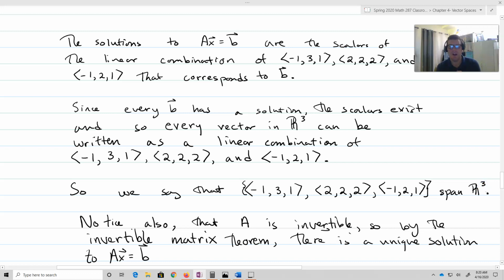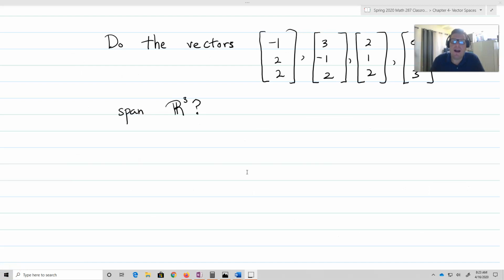Now, another thing that I wanted you to notice is that A is invertible. So by the invertible matrix theorem, there's a unique solution to AX equals B. So not only do we get a consistent system, which is great, because that tells me that the vectors span all of R3, but in this special case, we end up with a unique solution to all AX equals B. So I want to ask the question, do these vectors actually span R3?